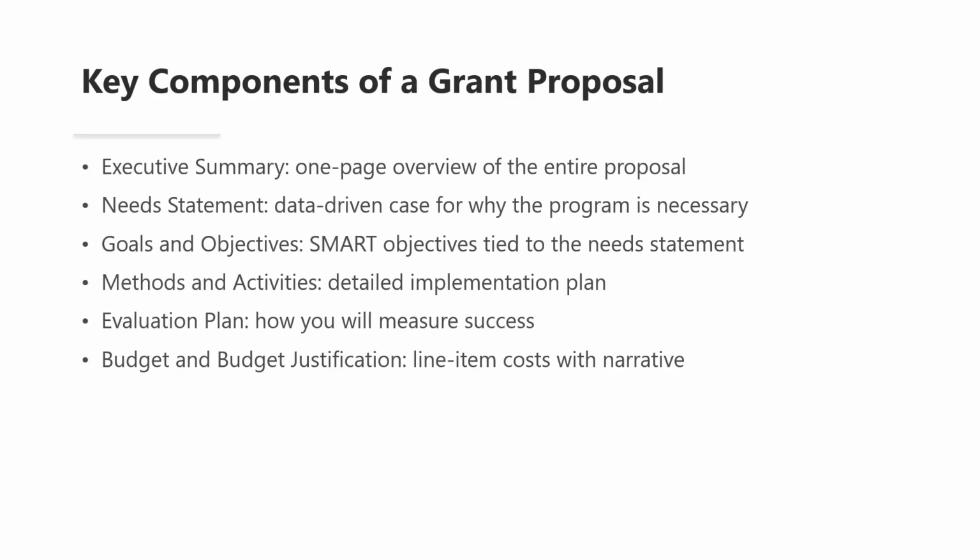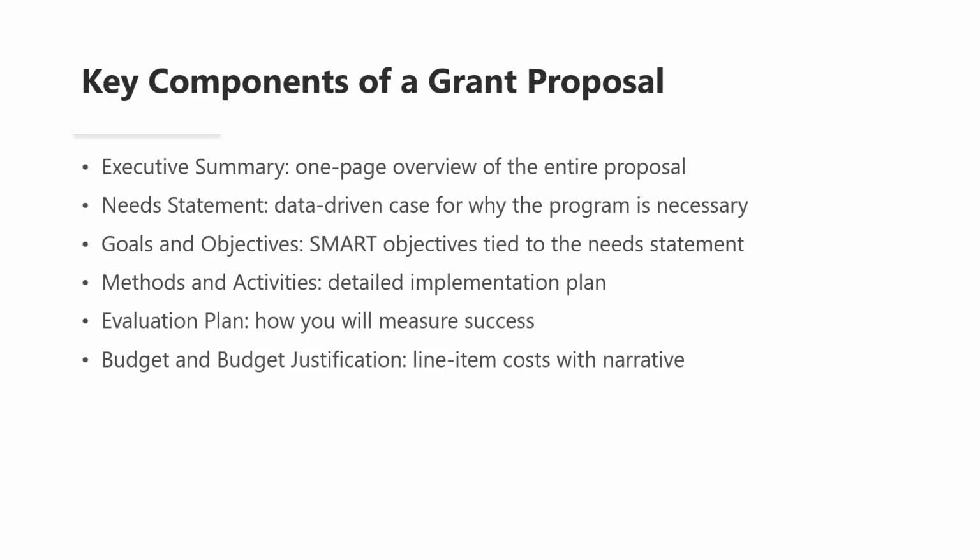Most grant proposals require these key components, and understanding each one is going to give you a real edge both on the exam and when you sit down to write your first proposal. The executive summary is a one-page overview stating the problem, proposed solution, target population, expected outcomes, and funding requested. It appears first but is usually written last because it summarizes everything else.